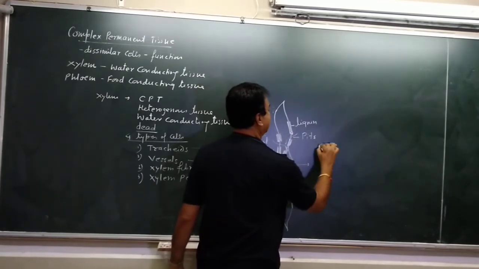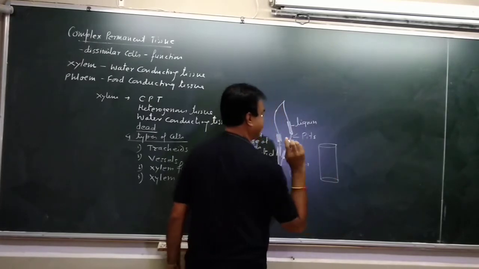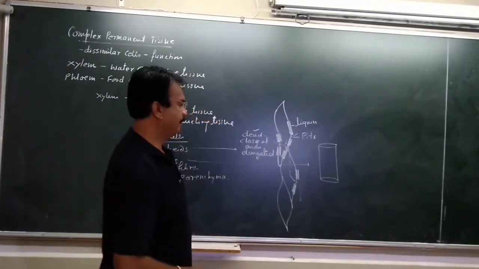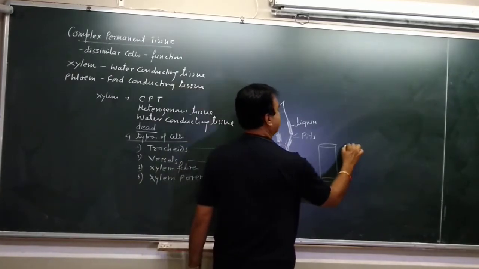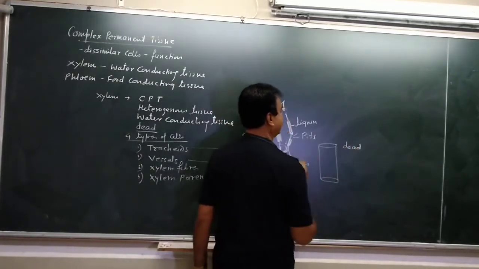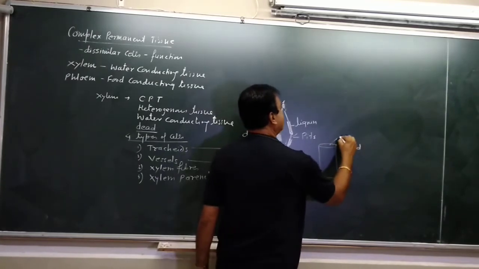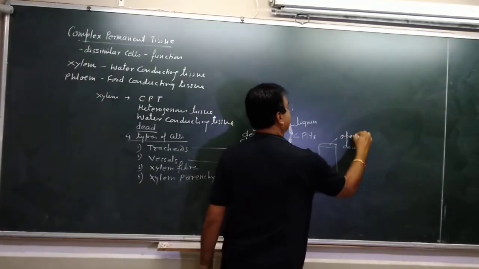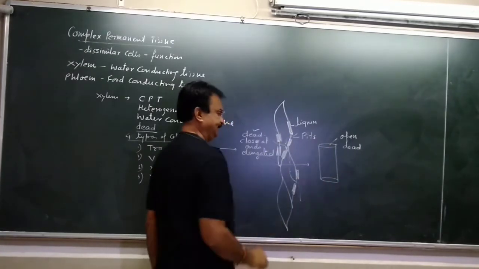Vessels are the cells which are tube-like. This is a single vessel cell. A vessel cell is an elongated, dead cell which is open at both ends. This is closed, this is open.